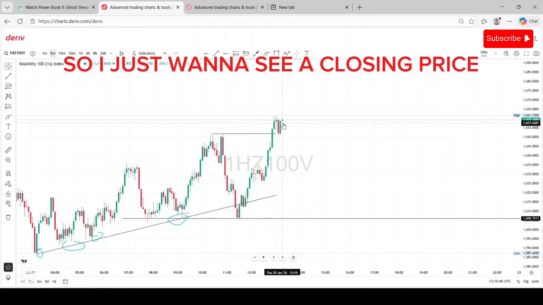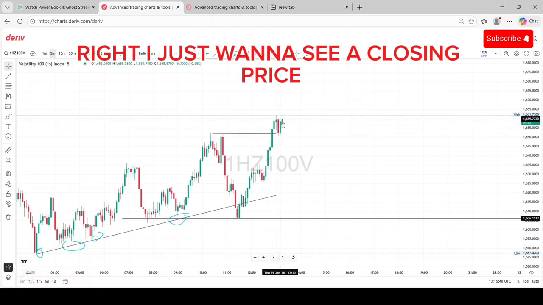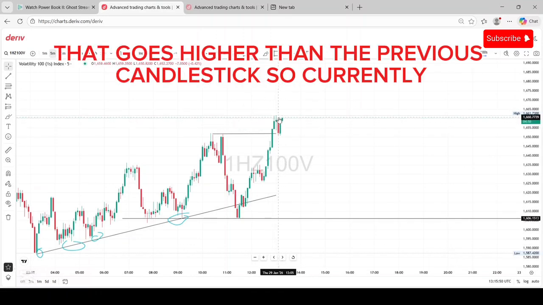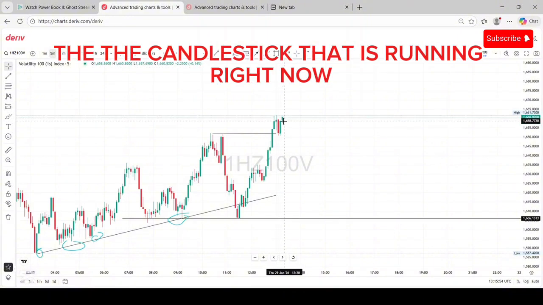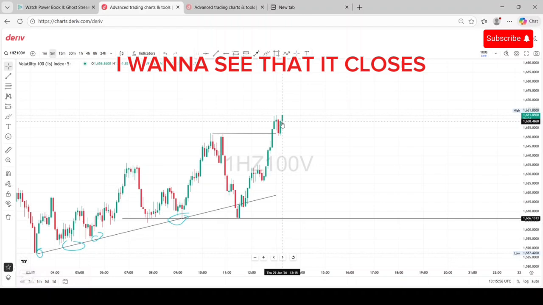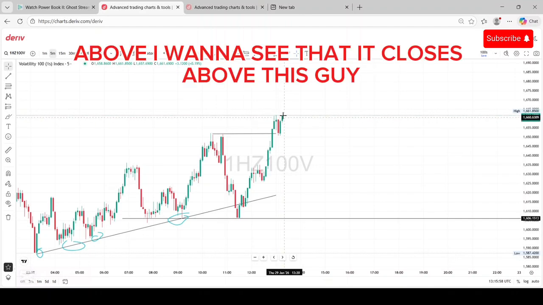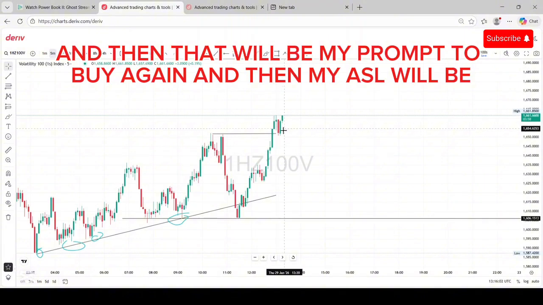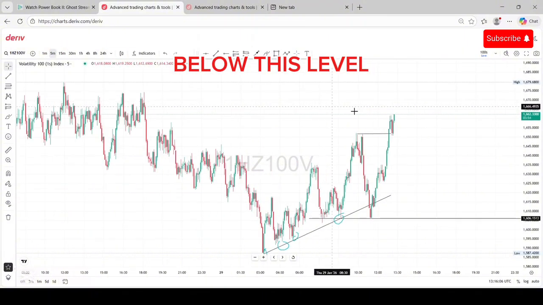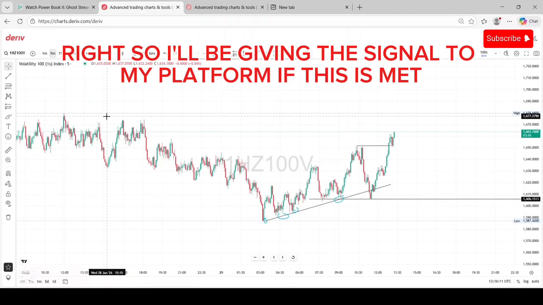So I just want to see a closing price, right? I just want to see a closing price that goes higher than the previous candlestick. So currently the candlestick that is running right now, I want to say that it closes above this guy, and then that will be my prompt to buy again, and then my SL will be below this level, right? So I'll be giving the signal to my platform if this is met.